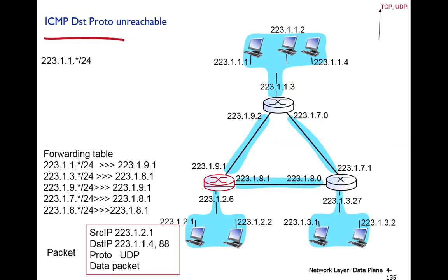Now we are going to discuss another scenario, which is called ICMP destination port unreachable. Suppose this machine generates a message with the source IP address 223.1.2.1. The destination IP address is 223.1.1.4, so this machine is sending data to that machine. The destination port number is 88, and the protocol is UDP.